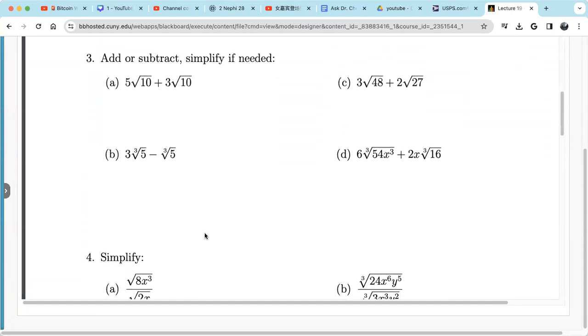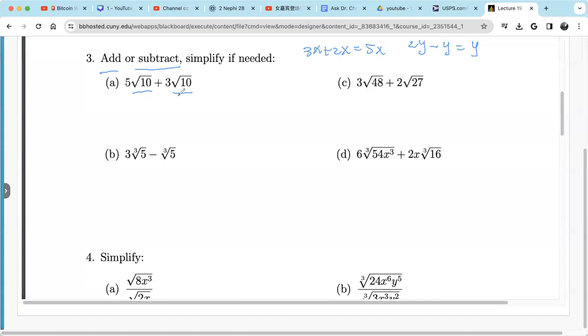Now let's see 3. In 3, we want to add and subtract radicals. When we add or subtract, it's similar to polynomials, right? If we have 3x plus 2x, we know we get 5x, right? If we have 2y minus y, we know this is 2 minus 1 y, which gets us y. It's the same thing with irrational numbers.